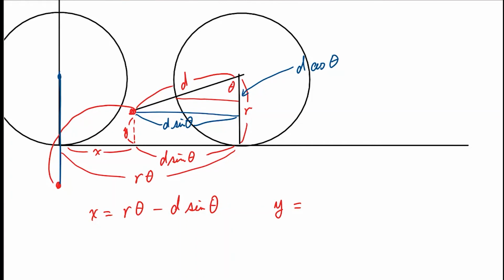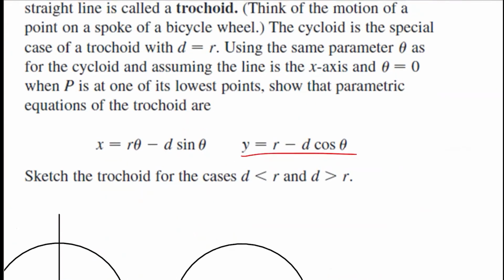Oh, I think we have it now, right? So y has to be this whole length minus that much. This is y. So that is r minus d cosine theta. And I believe that's exactly what we want, eh? How about that?